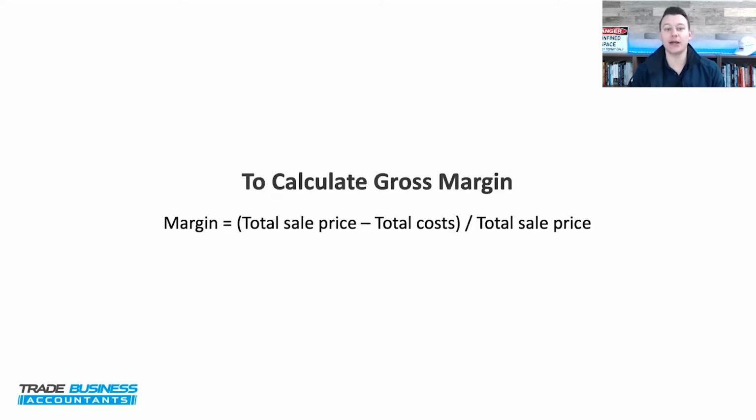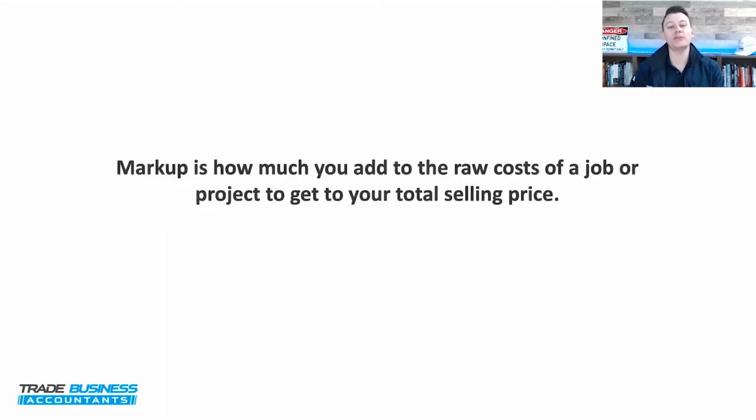Now, to calculate your gross profit margin, we use this formula: total sales price minus total costs divided by the total sale price equals your gross margin. Whereas markup, on the other hand, refers to the percentage that your job costs, like your labor, your materials, and so on, are increased or marked up to give you your total selling price that sits on the quotes that you give to your clients and your customers.